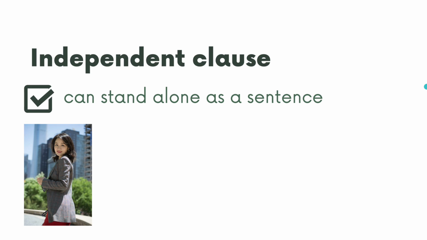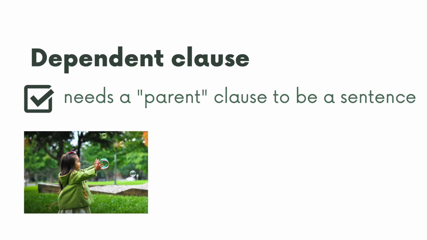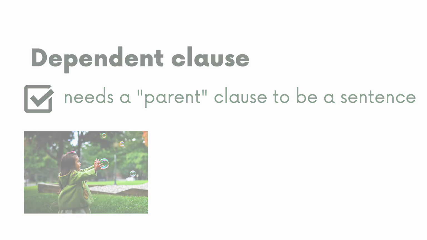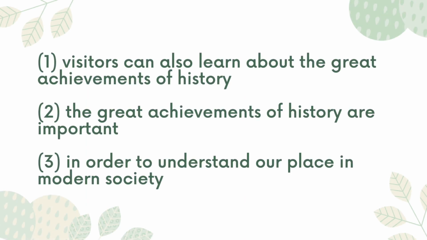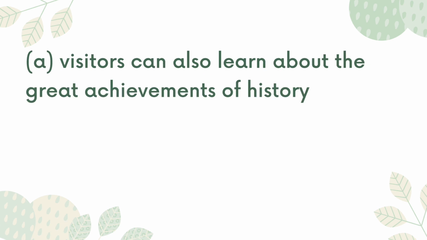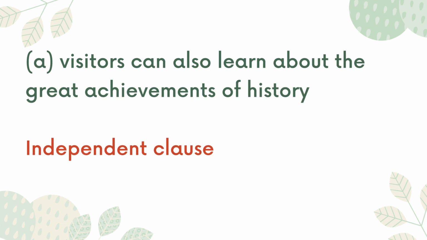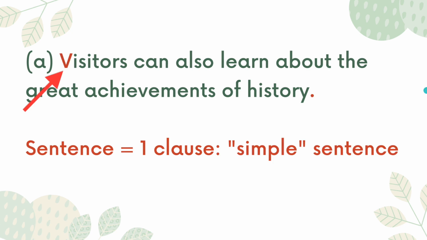In other words, some clauses can stand alone as a sentence, while other clauses cannot be a sentence without a parent clause. Let's think about these three clauses. Clause 1 is independent, which means it can stand alone as a sentence. If we give the first word a capital letter and add a full stop at the end, we have a grammatical sentence.